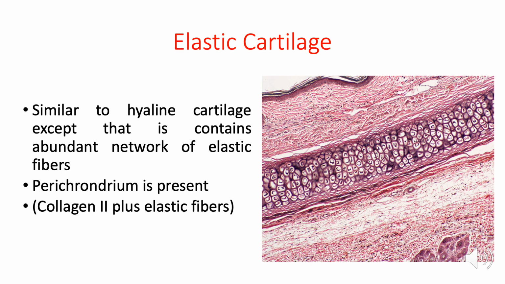The next type of cartilage is elastic cartilage. This has almost the same description as that of hyaline cartilage. It's just that in this type of cartilage, aside from collagen type 2 fibers, this one has elastic fibers. That's why elastic cartilage is more flexible than hyaline cartilage. Same as the hyaline cartilage, this type of cartilage also has perichondrium as shown in the picture.